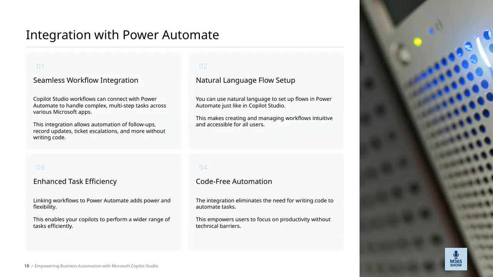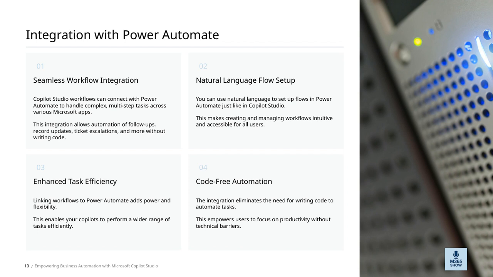Let's explore how integration with Power Automate truly empowers business automation with Microsoft Copilot Studio. One of the key benefits here is that it eliminates the need to write complex code to automate your tasks. This means users can focus more on their productivity without worrying about technical barriers holding them back. By linking workflows directly to Power Automate, we add a lot of power and flexibility. This enables your copilots to handle a broader range of tasks more efficiently, making automation smoother and more effective.